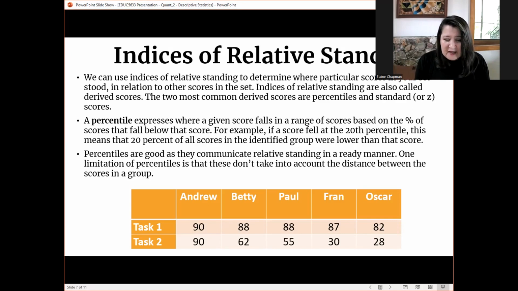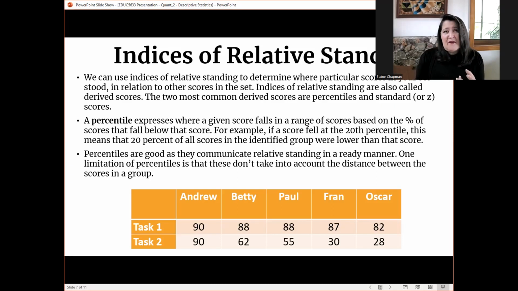Any kind of norm-referenced test will give you back what we call an index of relative standing rather than raw scores. Part of the reason is that the raw score doesn't give us much information about where that particular score was with respect to other scores within the group. Was it atypical? Was it typical? The raw score doesn't really give you any of that information. In order to get it, we need to convert our raw score into an index of relative standing, alternatively called a derived score.